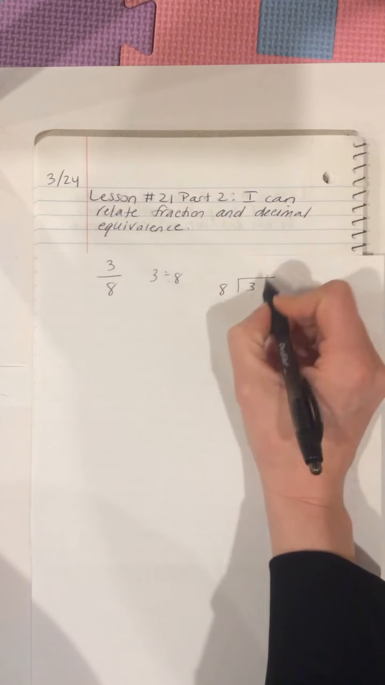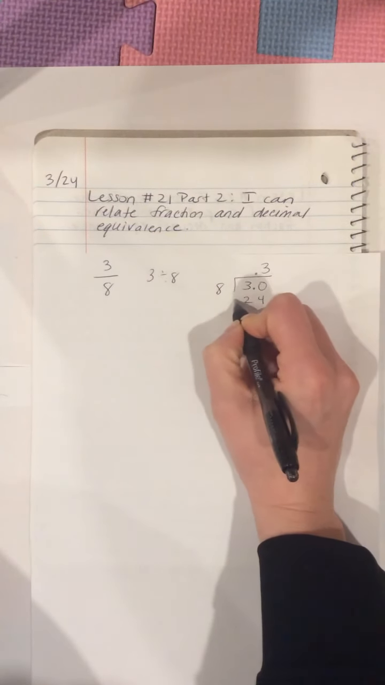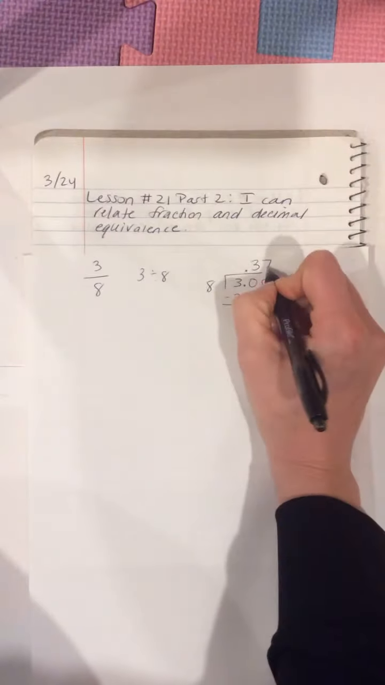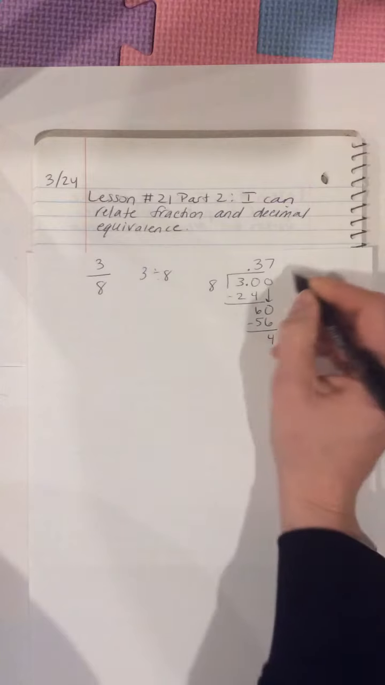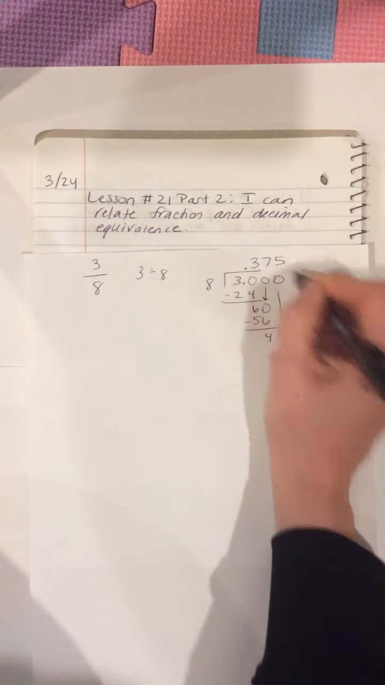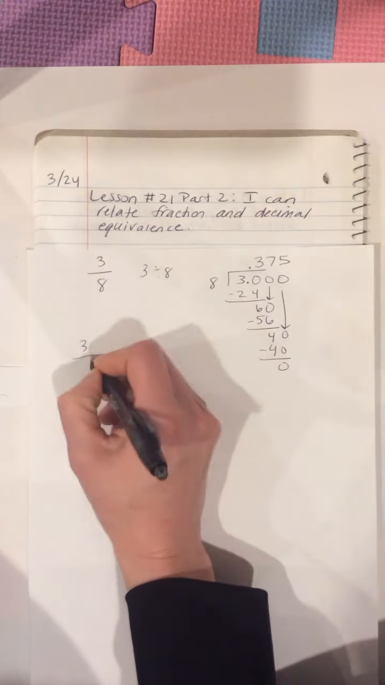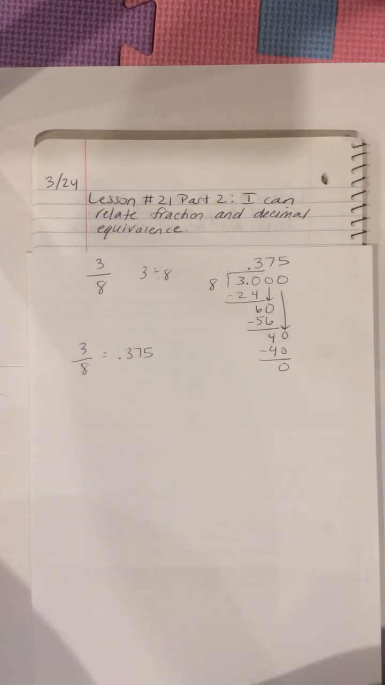How many times does 8 go into 3? It can't. Add a decimal point and a 0. How many times does 8 go into 30? The answer is 3. It's 24. 6 left. Add another 0 to bring down. How many times does 8 go into 60? 7 times, which is 56. Subtract and get 4. Add another 0 to bring down. How many times does 8 go into 40? It's 5. No remainder. So 3/8 as a decimal is 0.375.